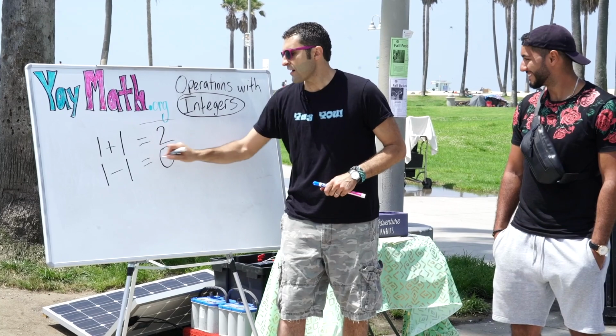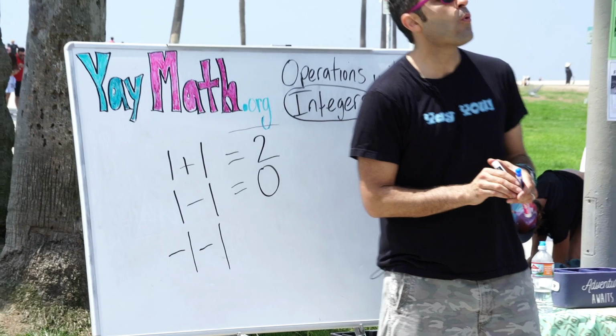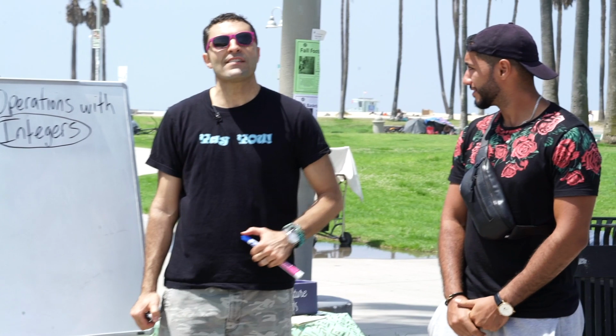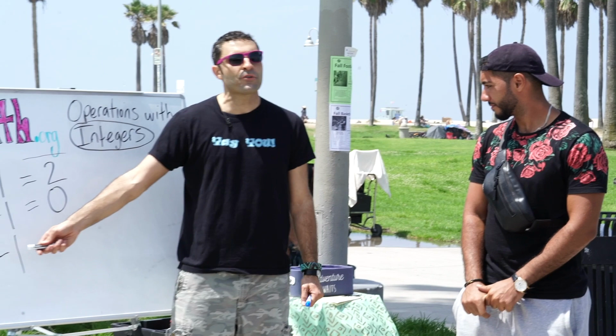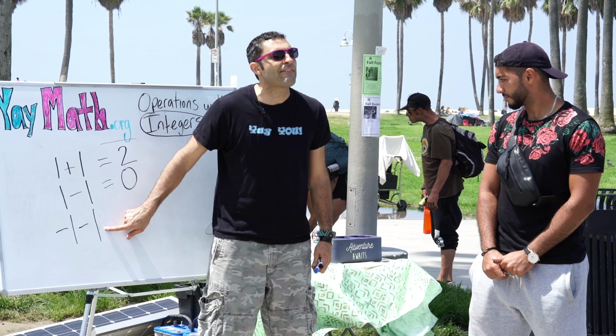What about -1 - 1? -2. Why? Because you're going from lower to something even lower. So you could think of any metaphor you want. There's a banking metaphor. This would be $1 of debt. And then this would be, am I spending a dollar or saving a dollar?